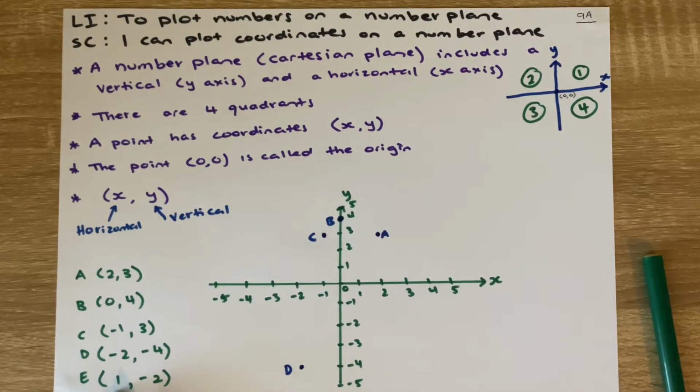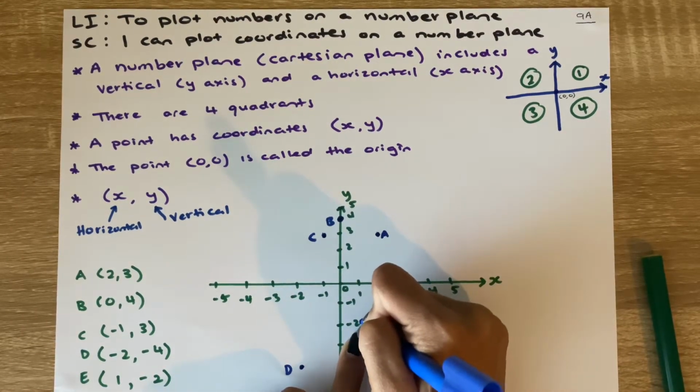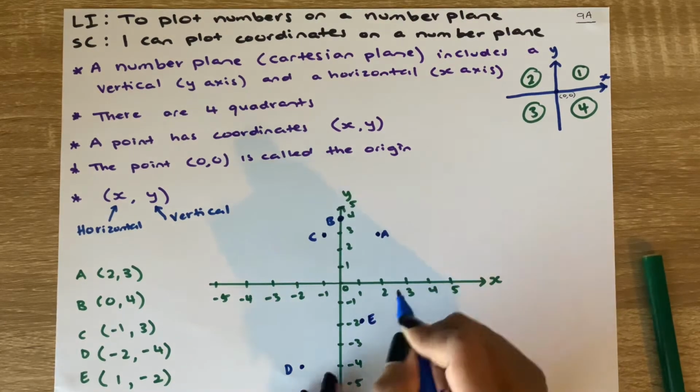Lucky last, we've got 1, -2. So 1 is my x value, so I'm going to go along my x-axis to the number 1. And then y value is -2. So then from that 1, we're going to go down to -2. See where those 2 points are going to cross over, and that is over here. So we label that E.